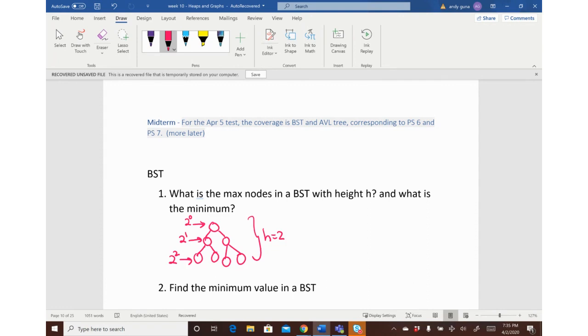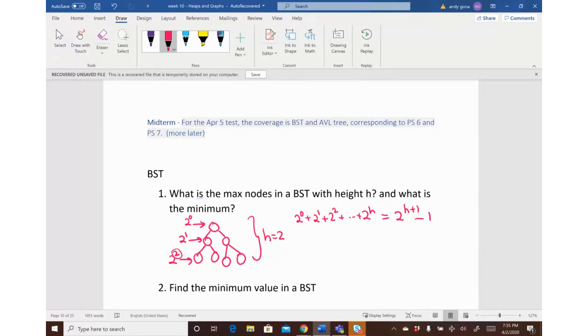And you can see that the maximum number of vertices in a tree of height h would be 2 to the 0 plus 2 to the 1 plus 2 squared. The last level always has 2 to the h. Now it turns out that this is equal to 2 to the h plus 1, minus 1.